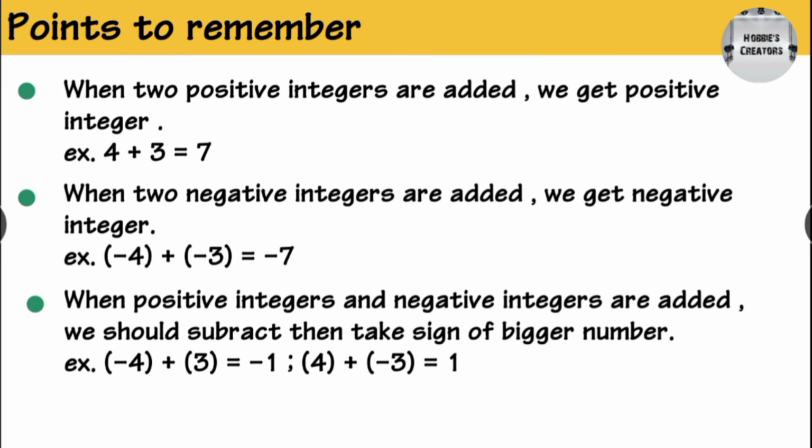So see here, for example, minus 4 added to minus 3. We know 4 plus 3 is 7, so we get a negative integer. Minus 4 plus minus 3 gives you minus 7.